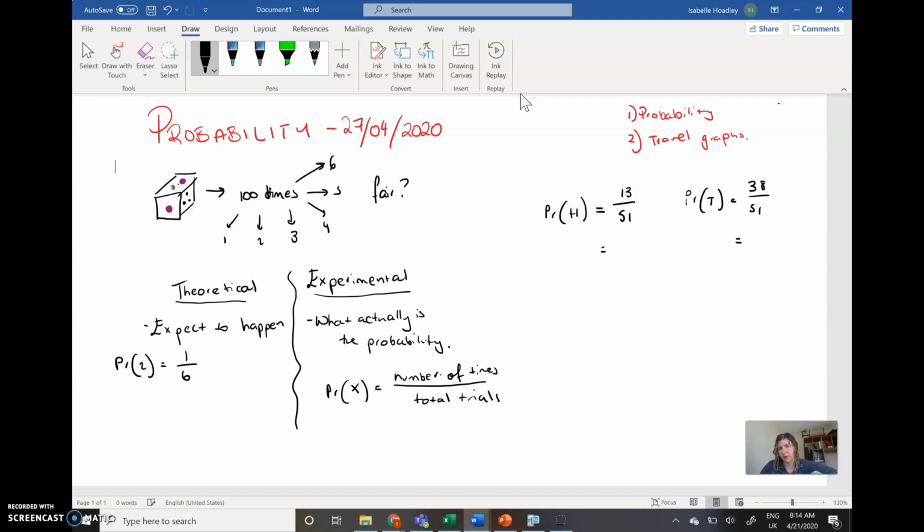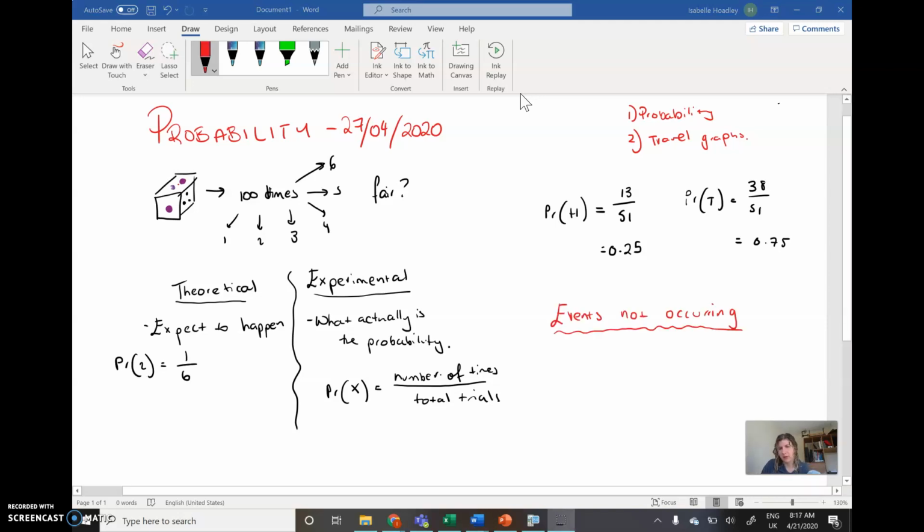If I convert that to a decimal, that's a bit easier to see. 13 out of 51 is about 0.25, and 38 out of 51 is about 0.75. So there's about a 25% chance of getting heads, and about a 75% chance of getting tails. Again, the only way I can work that out is by actually doing the experiment and checking. The next little bit we need to talk about is the probability of an event not occurring.